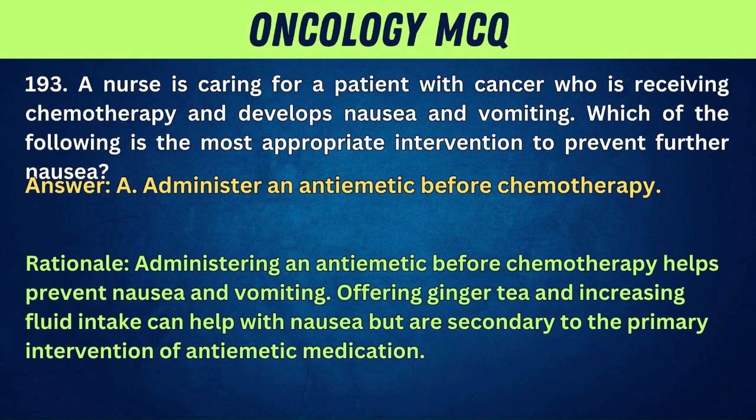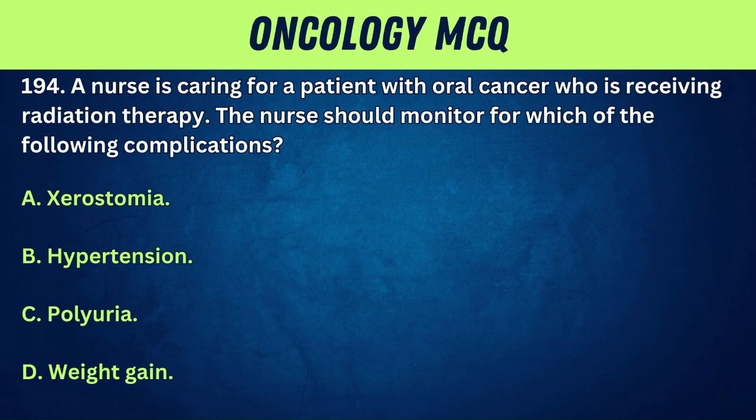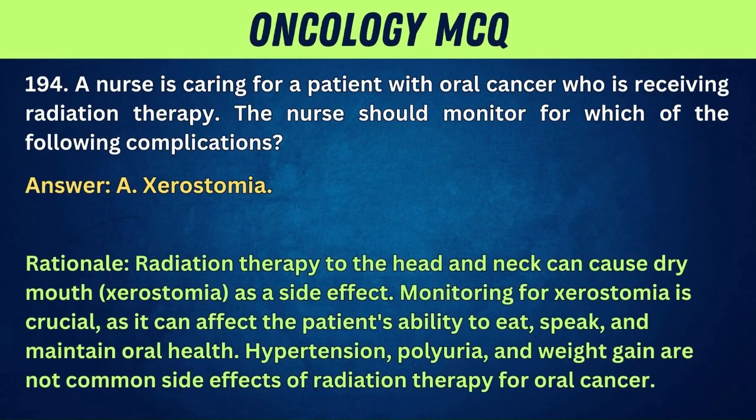Offering ginger tea and increasing fluid intake can help with nausea, but are secondary to the primary intervention of antiemetic medication. 194. A nurse is caring for a patient with oral cancer who is receiving radiation therapy. The nurse should monitor for which of the following complications? A. Xerostomia. B. Hypertension. C. Polyuria. D. Weight gain.